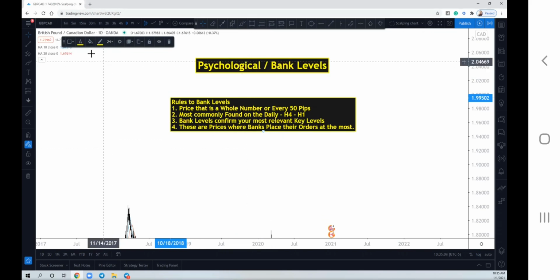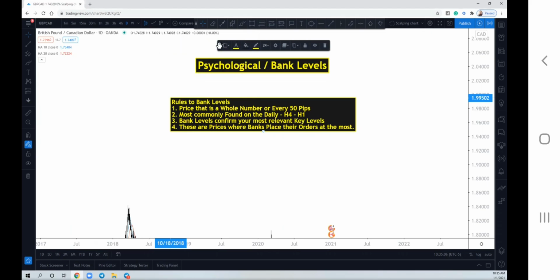So with this pair right here, GBP CAD, the Great Britain pound against the Canadian dollar, I'm going to show you how you can find these bank levels and how they can be an extra confirmation for you in your trading.